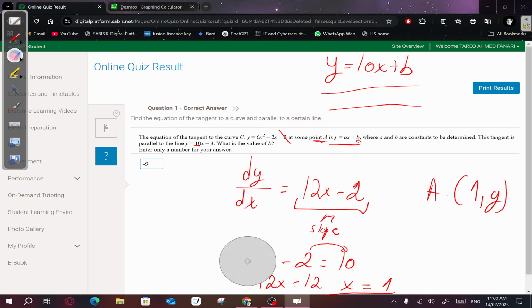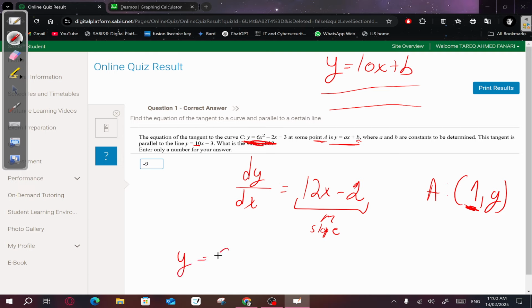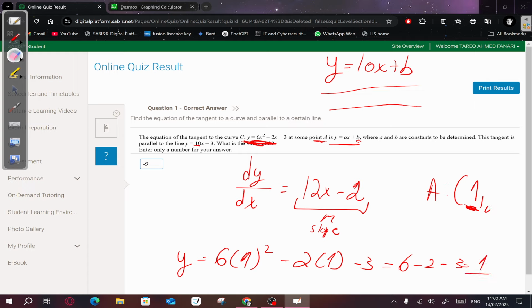How do we find y? Very simple. We plug in the x value into the original curve. So y equals 6x squared, x is 1 again, so 1 squared, minus 2 times 1, minus 3. This is going to give me 6 minus 2 minus 3, or 6 minus 5, which is going to give me 1. So our coordinate point A is actually (1, 1). Again, this is x here, and this is y here.